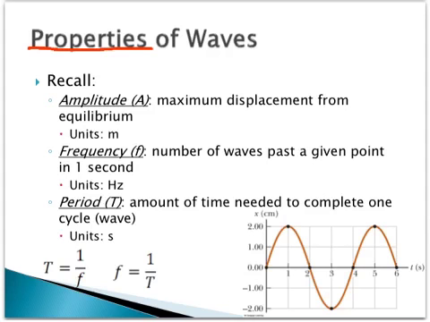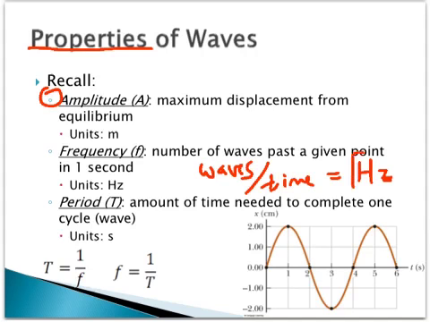I've already mentioned it, but the amplitude is the maximum displacement from equilibrium, measured in meters. Frequency is the number of waves past a given point in 1 second. So it's really waves, or it could be oscillations, per unit of time. Waves per time, which is waves per second, we give units of hertz. Again, this should hopefully be a little bit of a review, but it's the frequency, the number of waves in a given second.